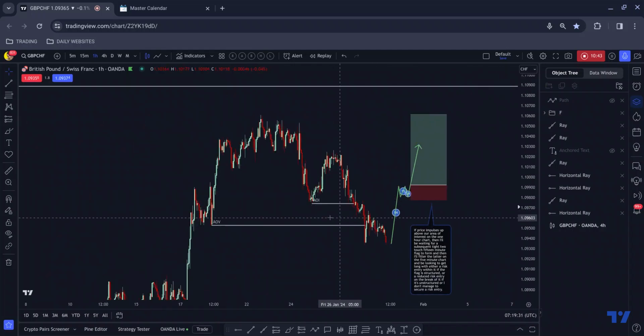I have an alert set just below the area of interest. And if that does not trigger, then I will not be looking to place a trade.